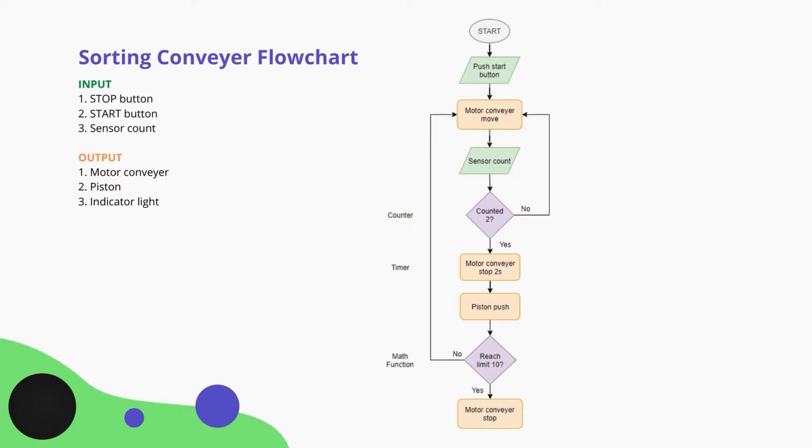Now we see the flow chart. We have 3 inputs, which are the stop button, start button, and sensor count. And we also have 3 outputs, which are the motor conveyor, piston, and indicator light.